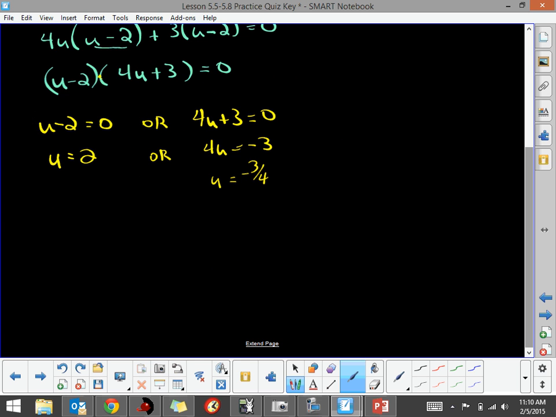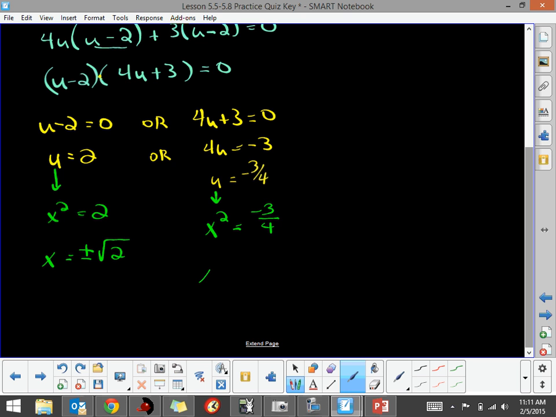Okay, but remember, you have to come back and substitute in what u stood for. So u was a replacement for x squared. So really it's x squared equals 2. I think I'll just finish that one here, which means x is equal to plus or minus the square root of 2.